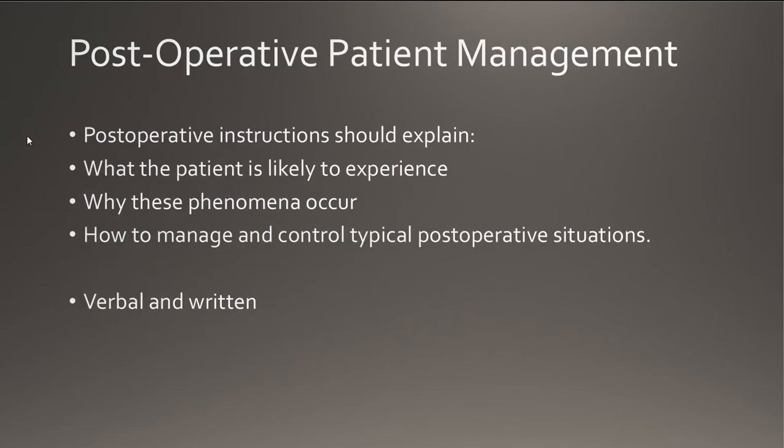So now, when we do a procedure, a surgical extraction or any extraction, we need to give the patient instructions. These instructions should be given written and verbal. We should tell the patient these instructions and then we should write them, give them to the patient written. Now, the postoperative instructions should explain what the patient is likely to experience, the pain, the swelling, the trismus, all of those. We should tell the patient what's going to happen, why they happen, and how to manage it.